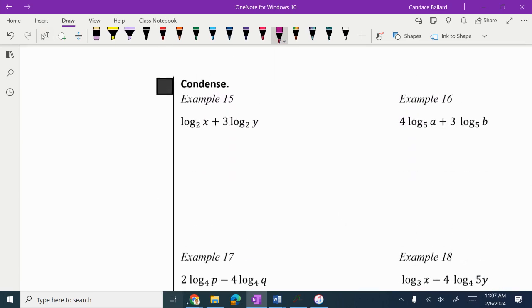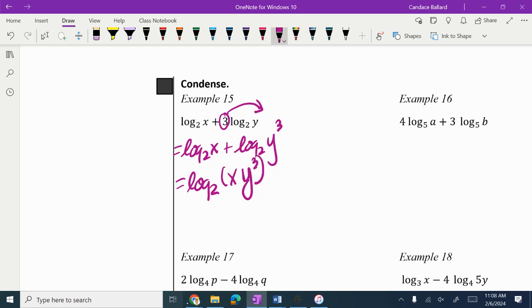All right, so first thing I see is when I see a coefficient, what am I going to make it? An exponent. Okay, so log base 2 of x plus log base 2 of y cubed. All right, what does addition turn into? Multiplication. So now I'm going to condense it down and put the x and the y together, and it goes to one logarithm. So log base 2 of x times y cubed. That's our addition turning into multiplication. And that's all there is to it.